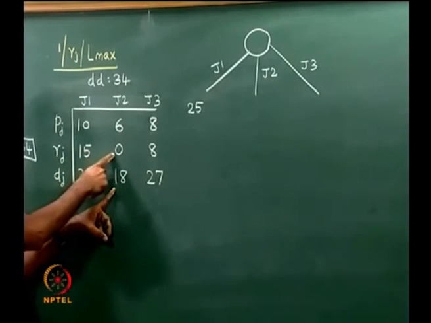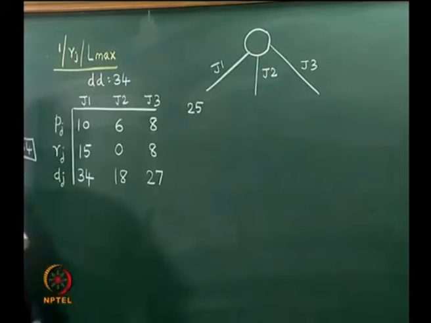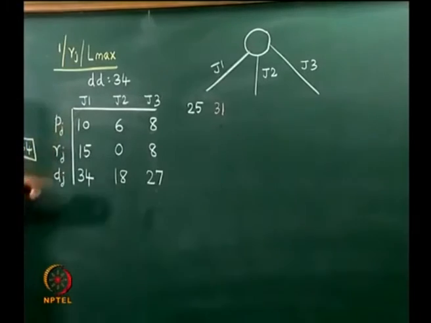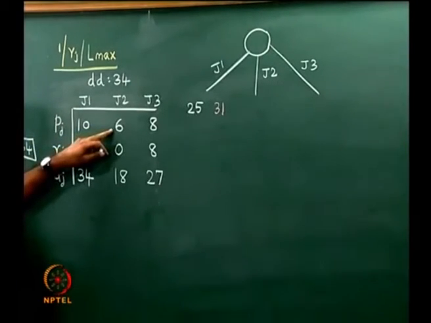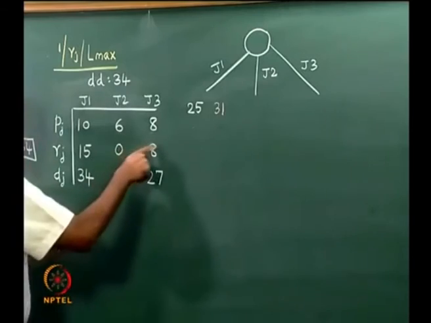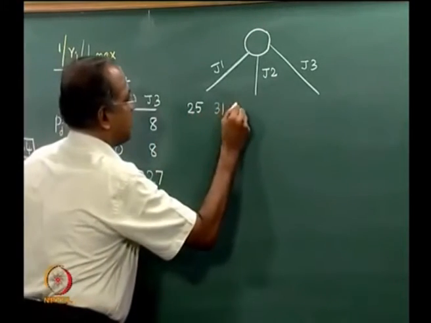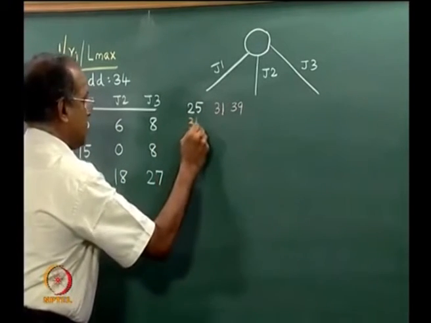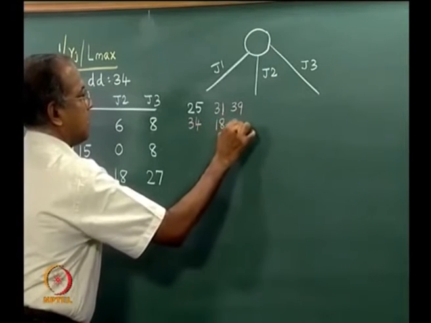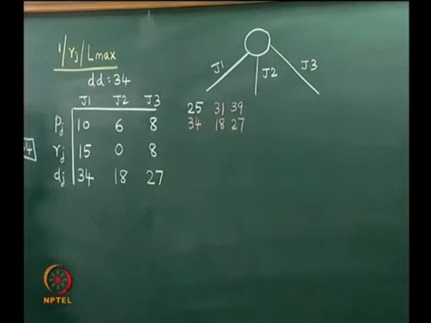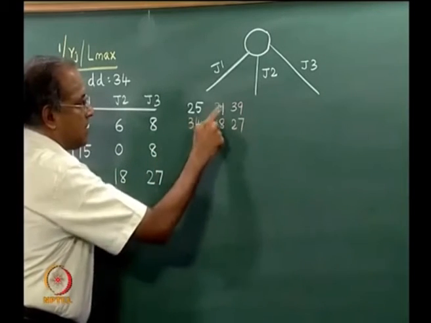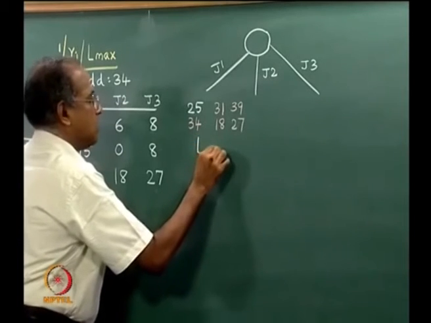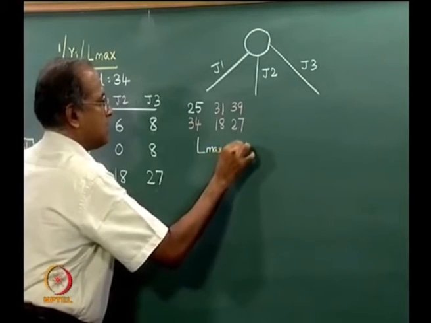Now, J2 is available at time equal to 0. So, J2 can finish at 31, because it is available at 25 plus another 6 is 31. By 31, J3 is also available, which is available at 8. So, 31 plus 8, 39. Due dates are 34, 18 and 27. So, here L max is 13, here L max is 12. So, lower bound on L max is equal to 13.